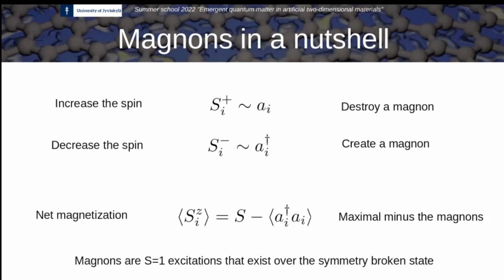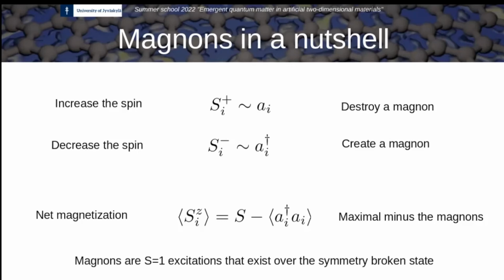And that is, of course, something that you can directly read from the total expectation value of your magnetization. So the total expectation value is the maximal spin of your system, that can be 3 halves, for example, minus the number of magnons. So if you have 0 magnons, you have the maximal magnetization that you can have. If you have a finite number of magnons, then your magnetization is going to become smaller and smaller and smaller.